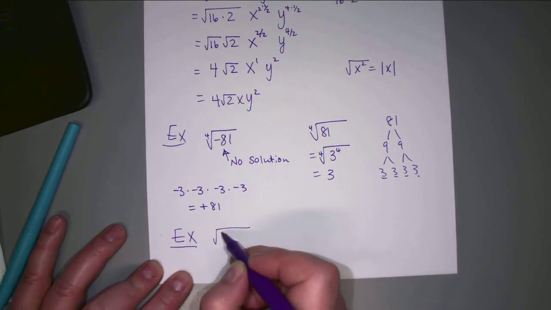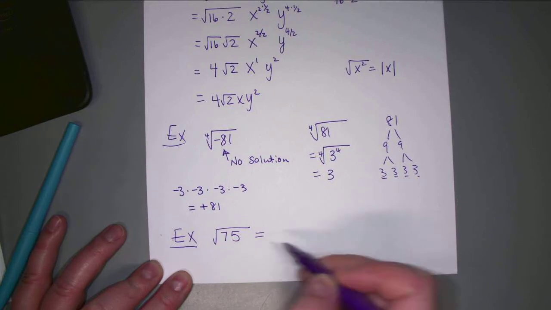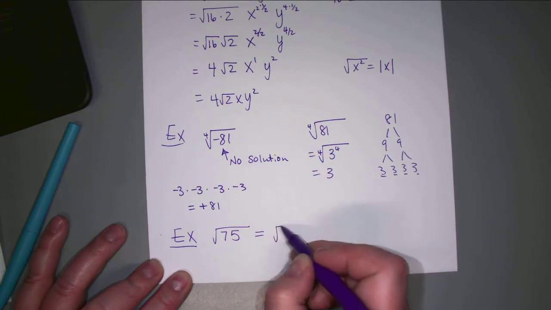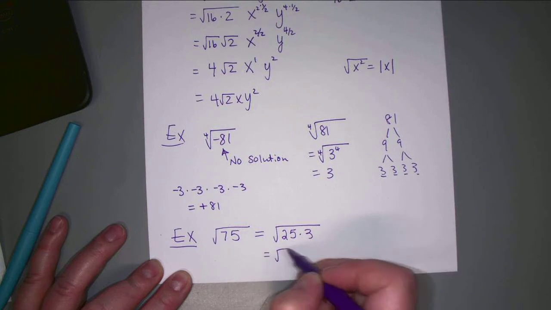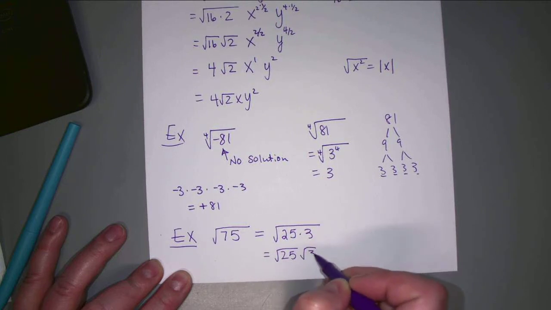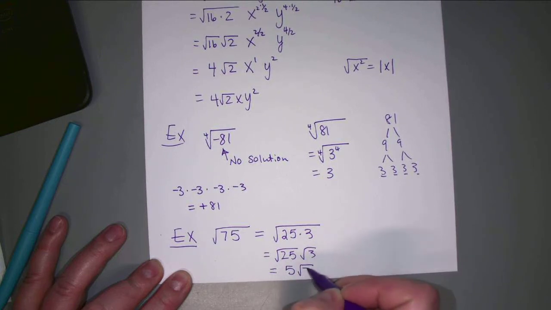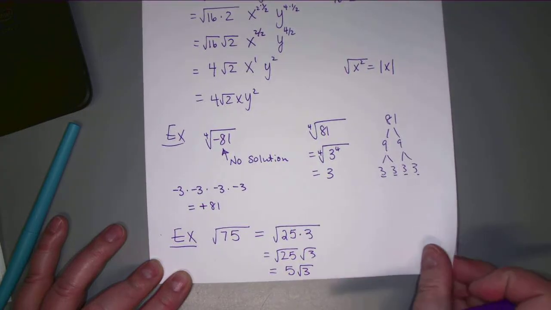So if we had the square root of 75, that would be the square root of 25 times 3. The square root of 25 we know is 5, and the square root of 3 doesn't work out, so we just leave it that way.